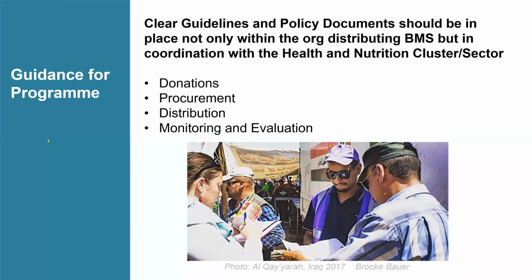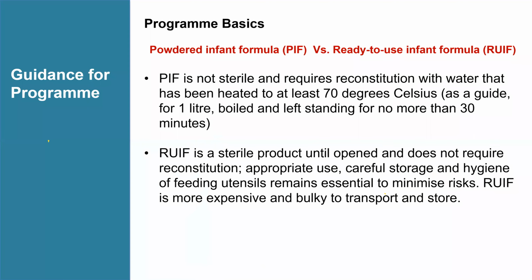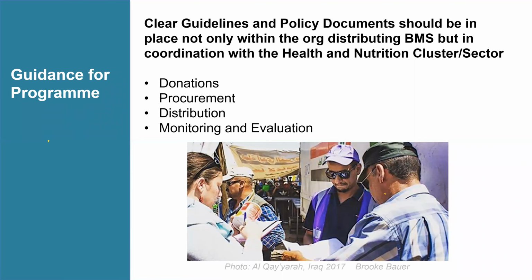Clear guidelines and policy documents, as I mentioned, should be in place, not only within the organization distributing BMS, but in coordination with the health and nutrition sectors. So clear guidelines with regards to donations, procurement, distribution, and monitoring and evaluation. And they must be understood through all partners.